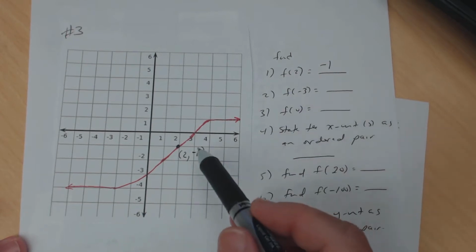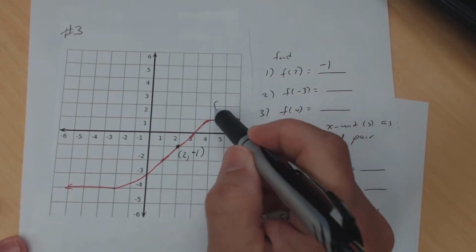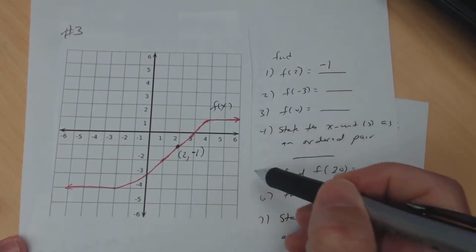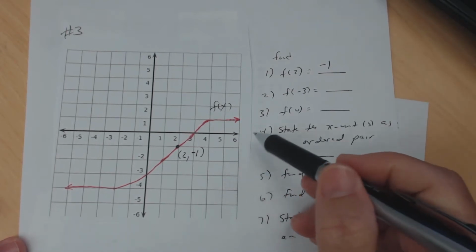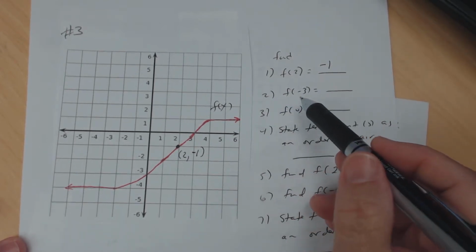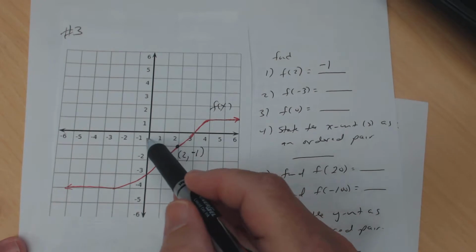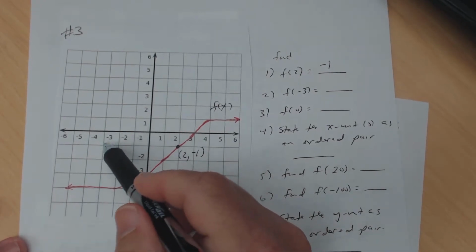F of negative 3. So this is your function f. Let's say this is f of x. That's what these f's mean, the function. So when x is negative 3, here's where x is negative 3 right here.